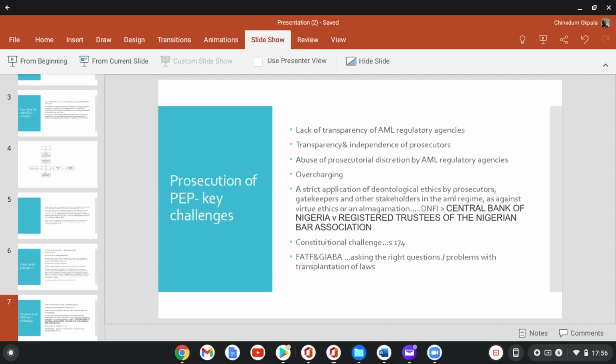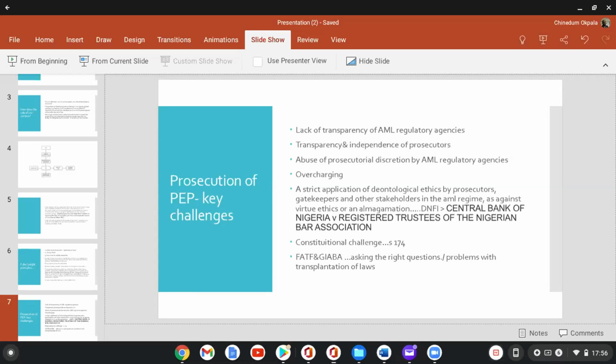So, some of the problems that we have, like I said earlier, lack of transparency of the AML regulatory agencies, which is a rule of law issue, transparency of the independence of prosecutors, which is also failure of the integration of rule of law in the AML regime, abuse of prosecutorial discretion by AML regulatory agencies, overcharging, for example, which we talked about, not having the opportunity to apply flexibility of charges or intentionally not doing so.